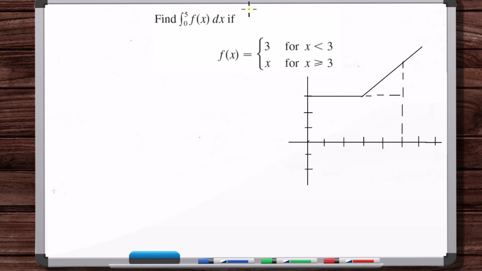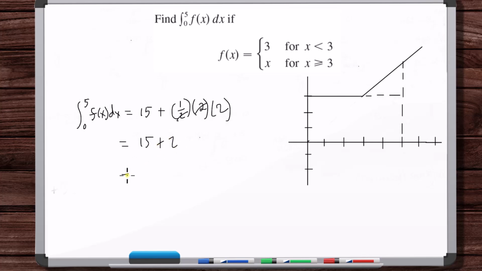So the integral from 0 to 5 of f of x dx is equal to 15 plus 1/2, and then the base is 1, 2, base times height. What is the height? The height should be 2, because this is y is equal to x. Yeah. So this is 15 plus 2. 17.